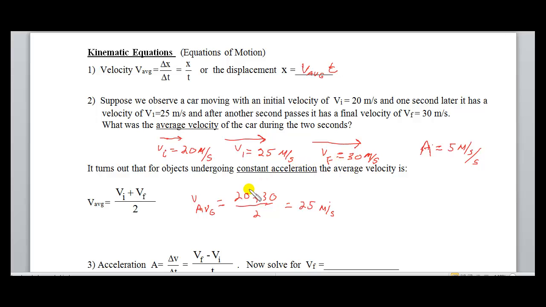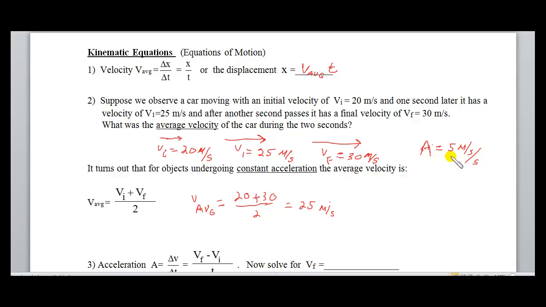And indeed, it turns out that for objects undergoing constant acceleration, the average velocity can be found by this important equation right here. The average velocity is the sum of the initial plus final velocities divided by 2. In other words, it's simply an arithmetic average. This is only true for situations involving constant acceleration. And indeed, that's what we had in this situation.